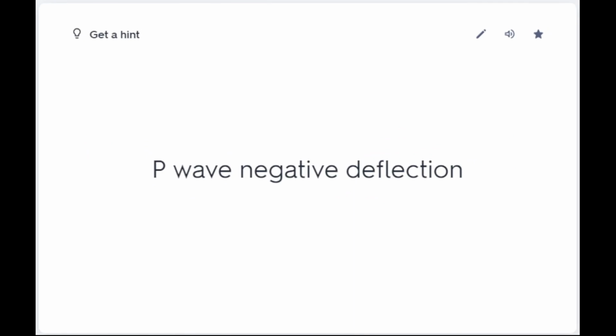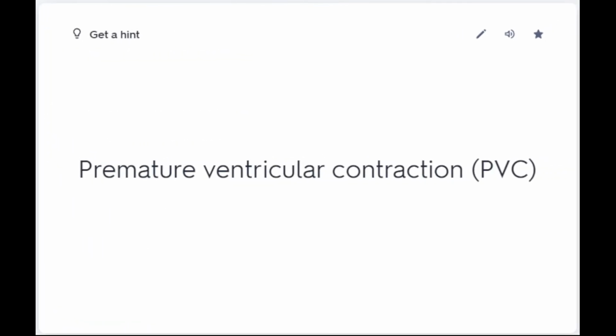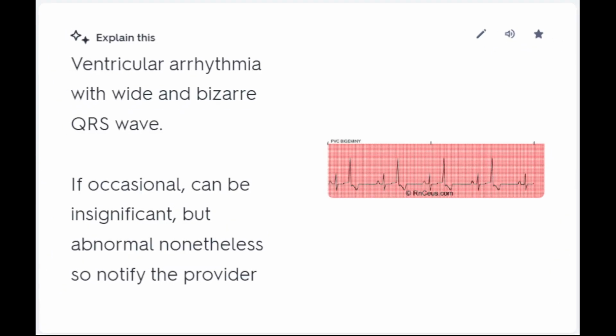P-wave negative deflection. Junctional dysrhythmia. Impulse pathway from SA to AV node is not occurring and is originating from the AV junction, AV node, or another ectopic source. Premature ventricular contraction. Ventricular arrhythmia with wide and bizarre QRS wave, if occasional, can be insignificant but abnormal nonetheless, so notify the provider.